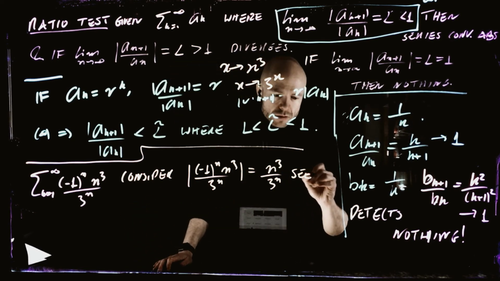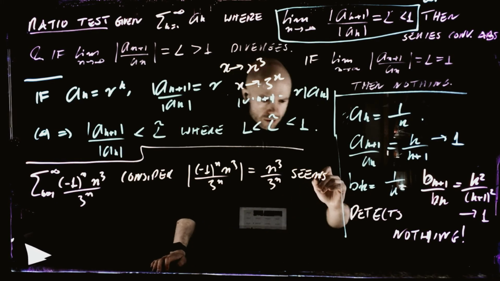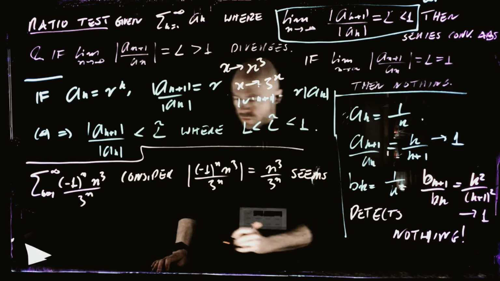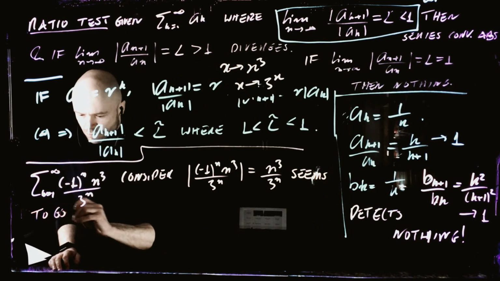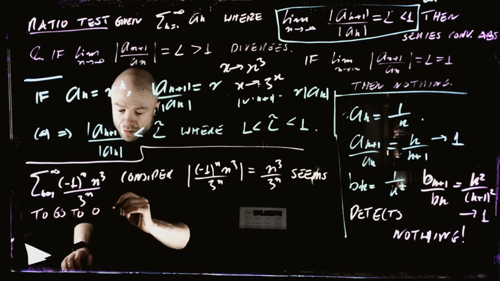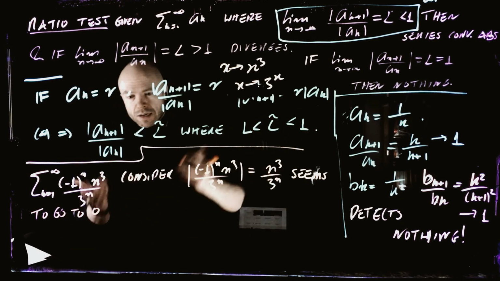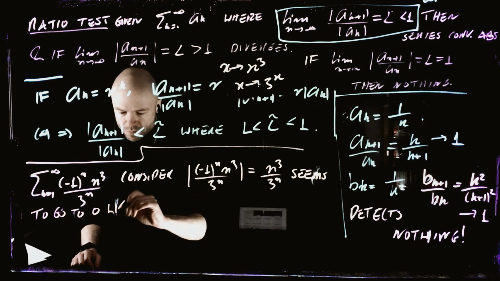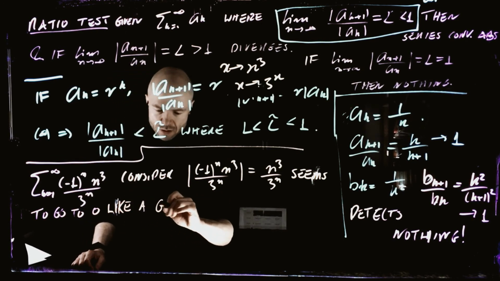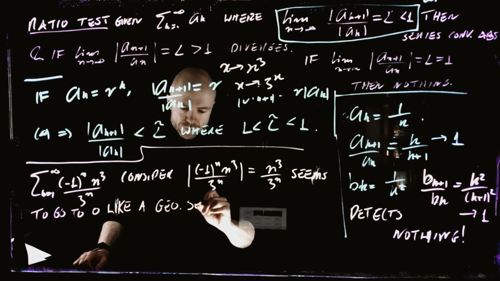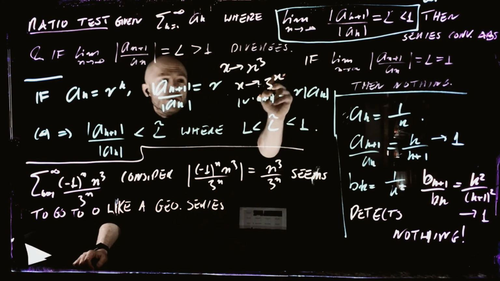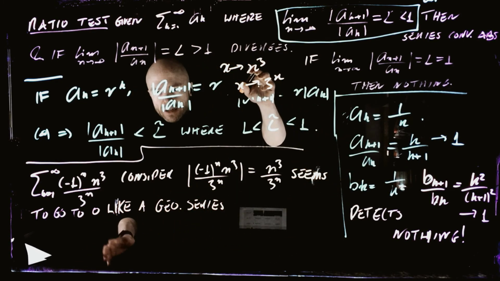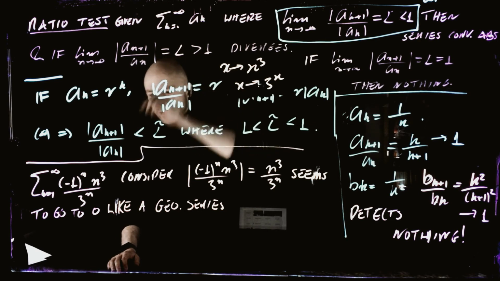Seems to go very fast. In fact, fast basically like a geometric series. Because this 3 to the n is going so fast to infinity, this thing is barely even affecting it, it's barely slowing it down when we consider this ratio.